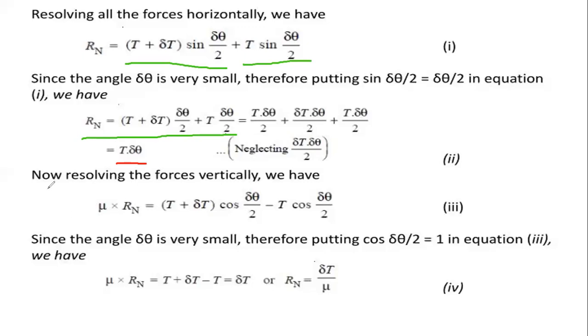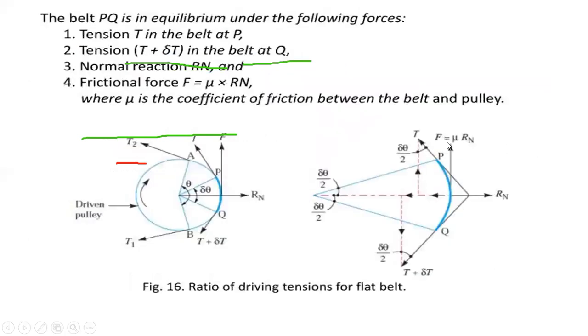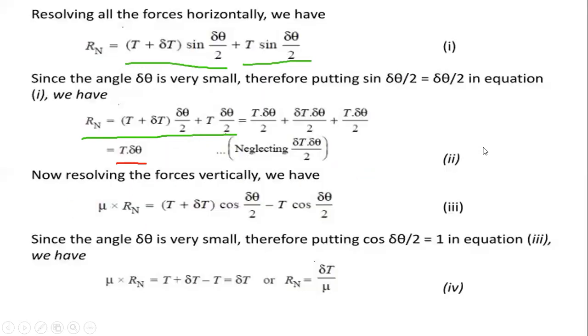Now, resolving the forces vertically. So this was resolving the forces horizontally, and now we are going to take the forces vertically. In the vertical direction we have mu into R, so this is the vertical force and this is the horizontal force. For the horizontal force we are taking Rn. In the vertical force we are going to take the frictional force, that is F is equal to mu into Rn.